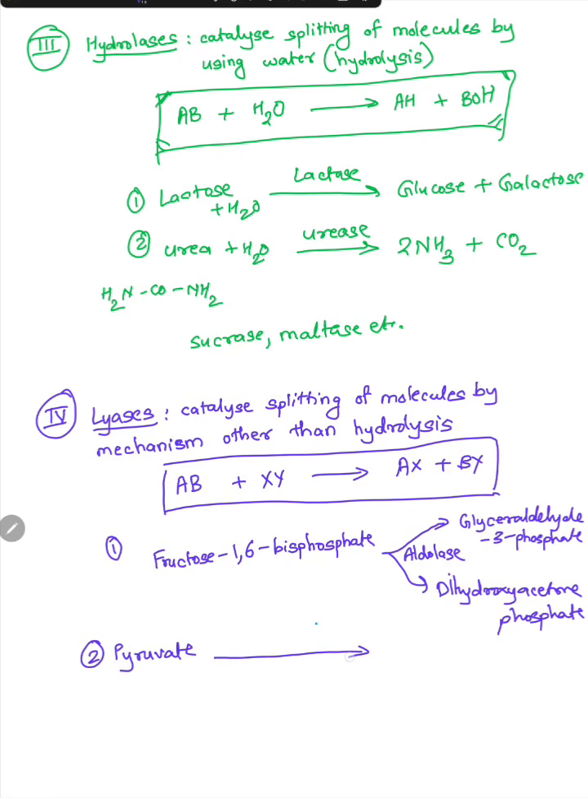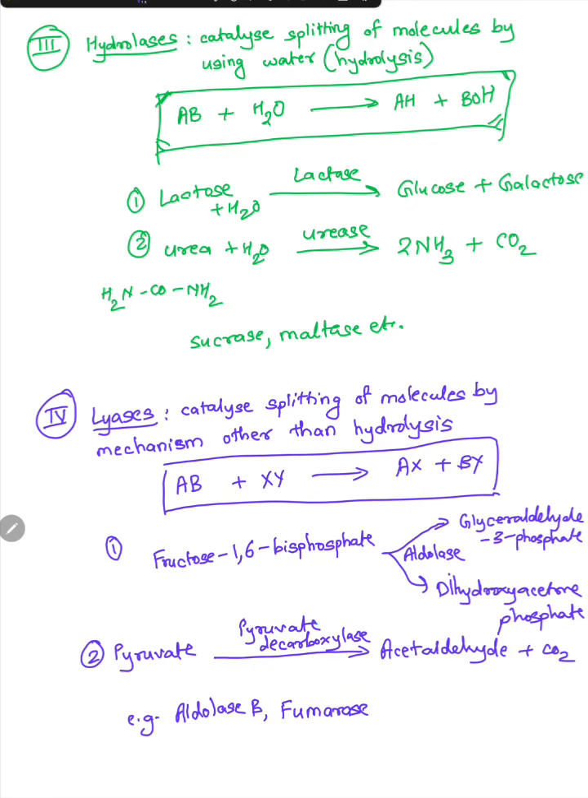Pyruvate decarboxylase. So pyruvate, it will cause breakdown of pyruvate into acetaldehyde plus CO2. So other examples of lyases can be aldolase B. Now this one, fructose 1,6 bisphosphate, this is aldolase A. Aldolase B is also a lyase. What reaction it catalyzes, that is your homework. And fumarase, that also is a TCA cycle enzyme. So fumarase, that also is an example of lyase.